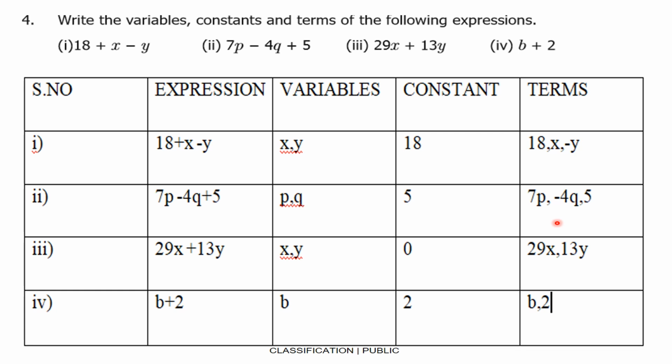3 terms. Next question. 29x plus 13y. What are the variables? x, y. Here there is no constant, so 0. And the terms, 2 terms: 29x, 13y. Next one. b plus 2. What is the variable? b. What is the constant here? 2. What are the terms? b, 2. That is 2 terms.